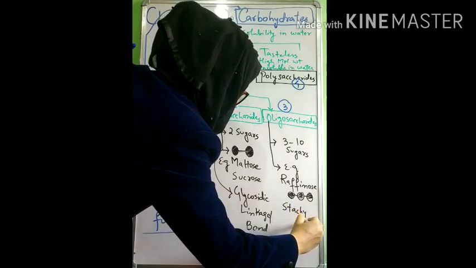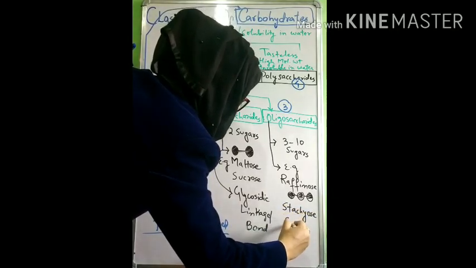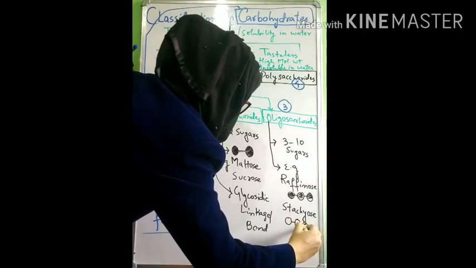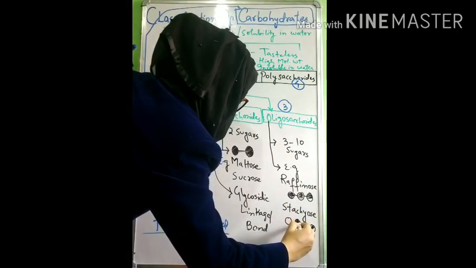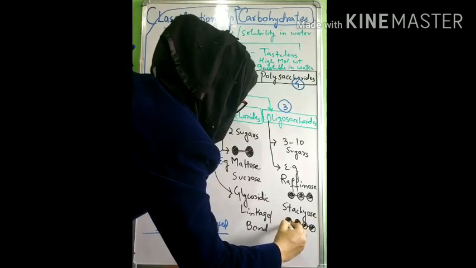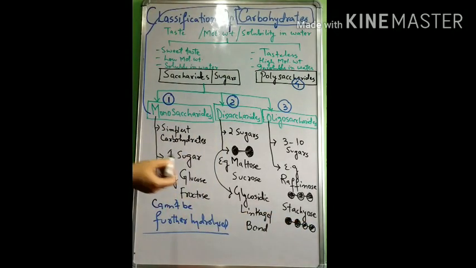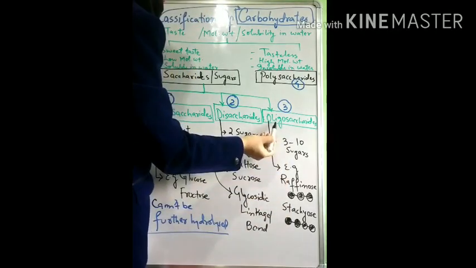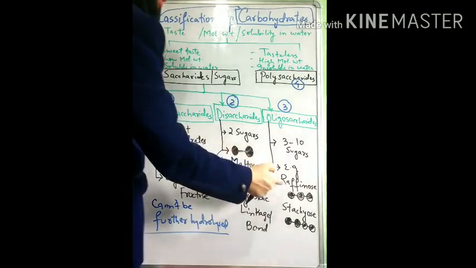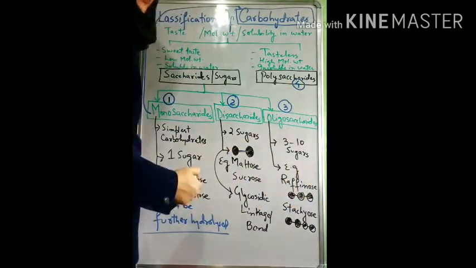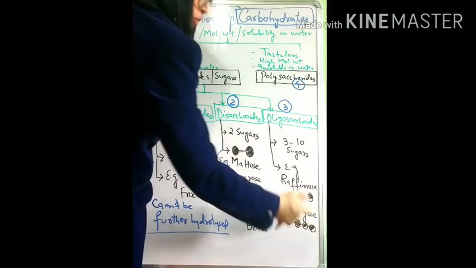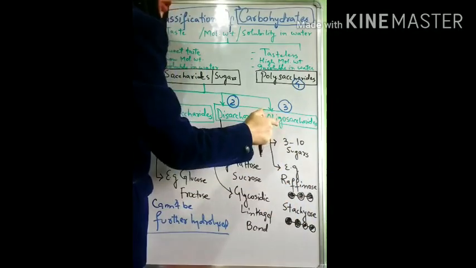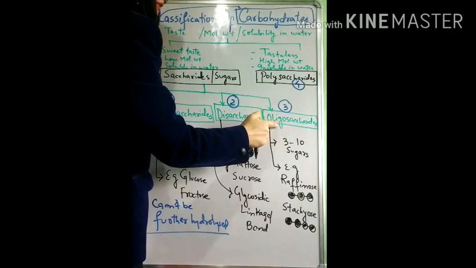Let me give you one more example. Another example is stachyose. Stachyose has 4 sugars. It also has glucose, galactose and fructose. But how many total? 4. So raffinose and stachyose are the best examples for oligosaccharides. Raffinose contains 3 sugars. Stachyose contains 4 sugars. Similarly, those carbohydrates which have 3 to 10 sugars, they will fall in which category of carbohydrates?